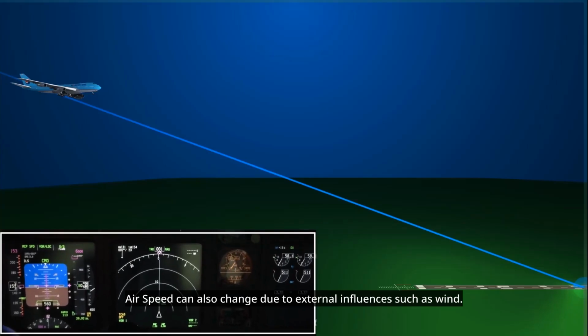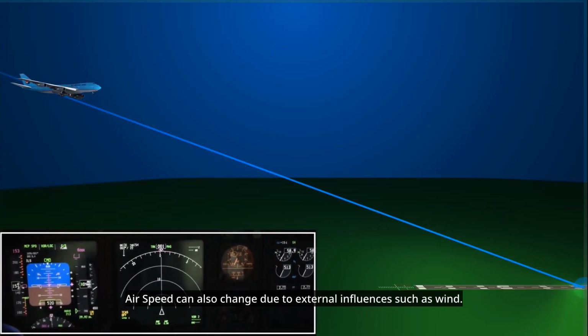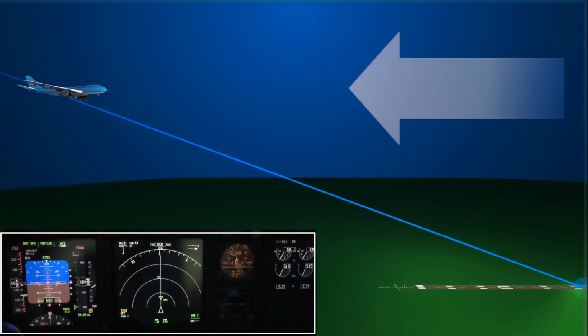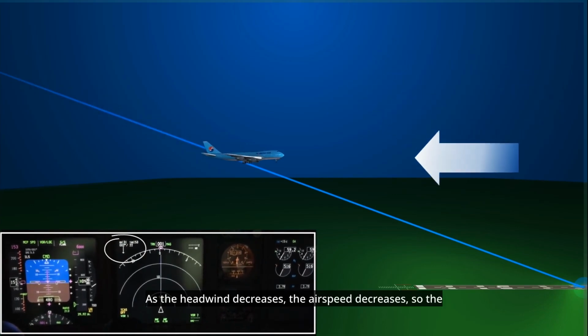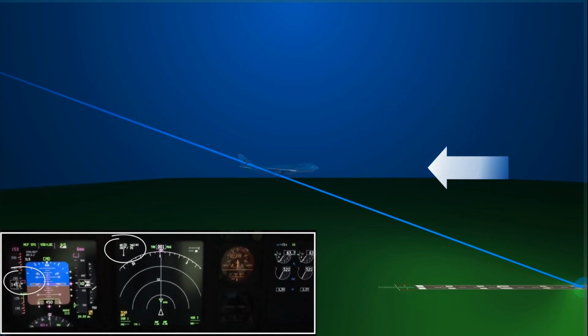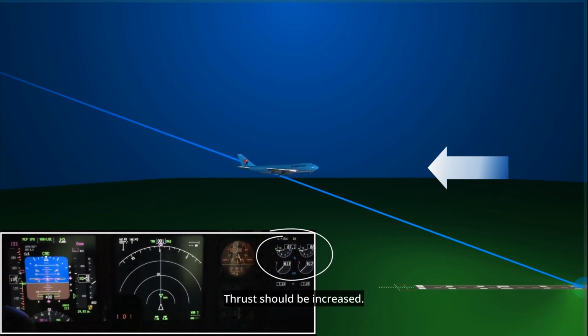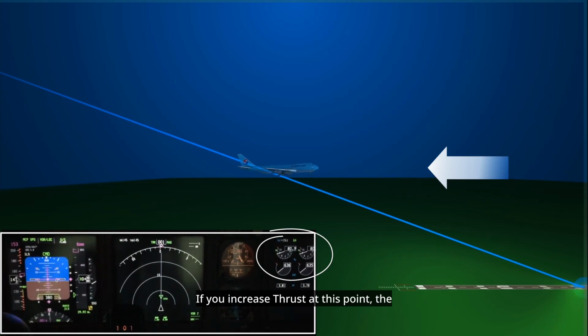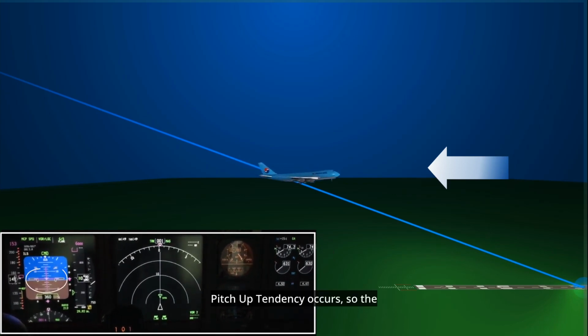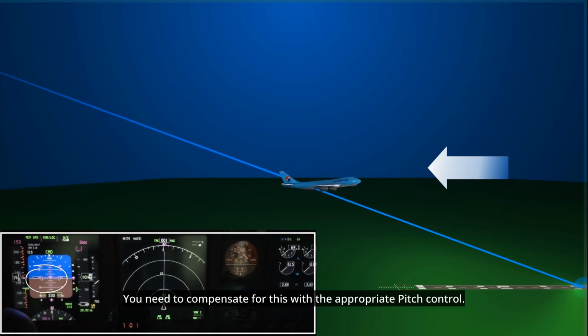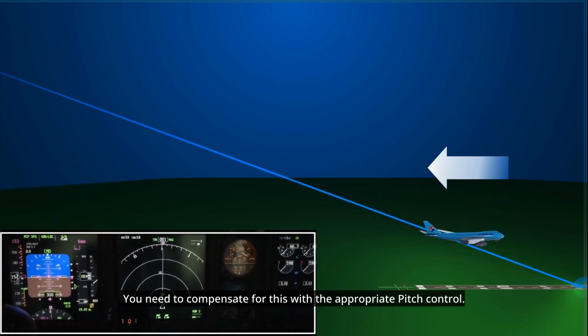Airspeed can also change due to external influences such as wind. For example, as the headwind decreases, the airspeed decreases, so to maintain a constant glide path, thrust should be increased. If you increase thrust at this point, a pitch-up tendency occurs, so you need to compensate for this with appropriate pitch control.